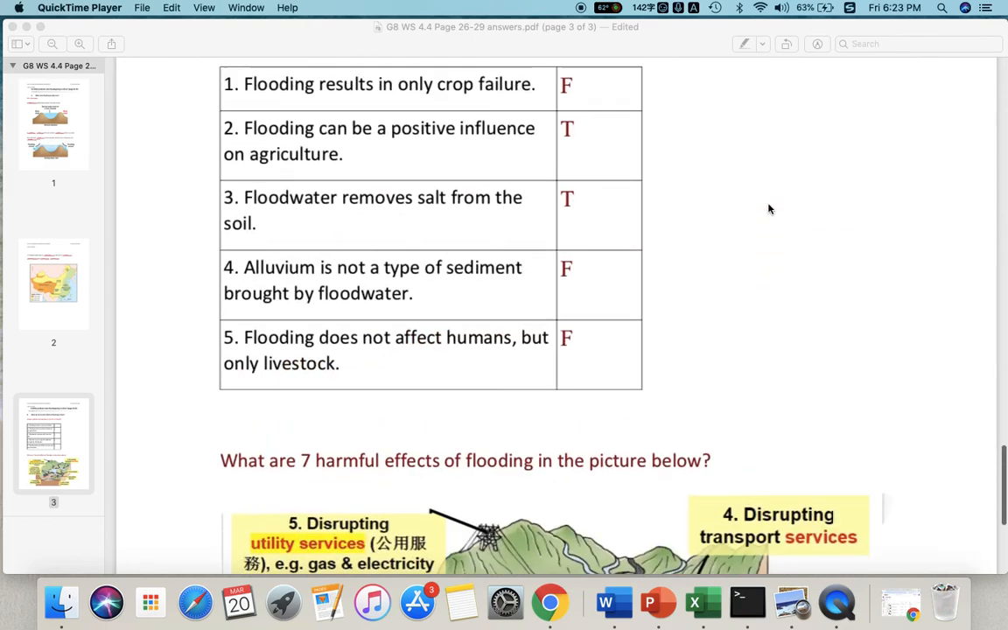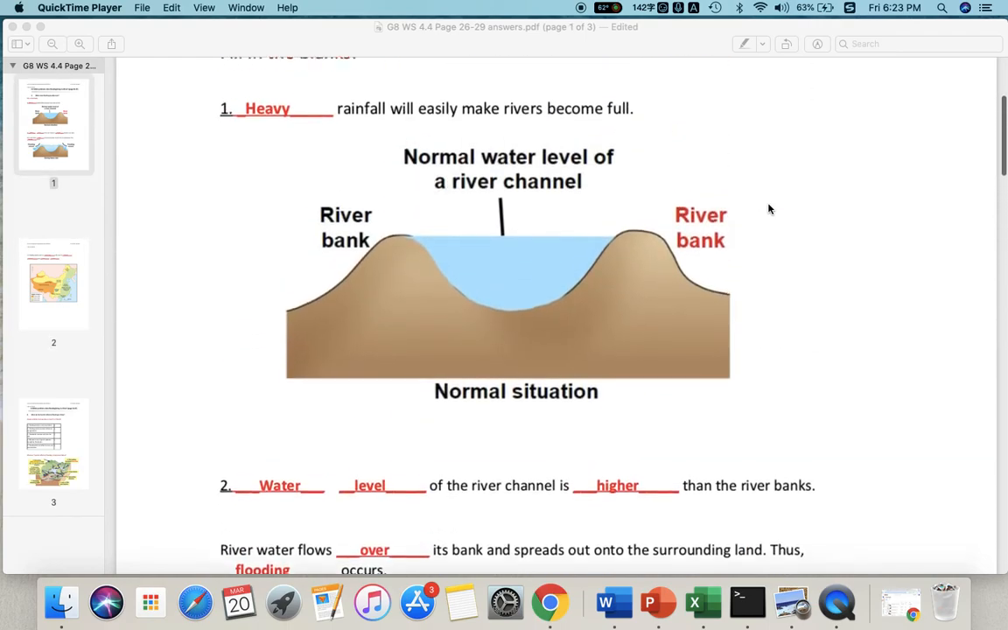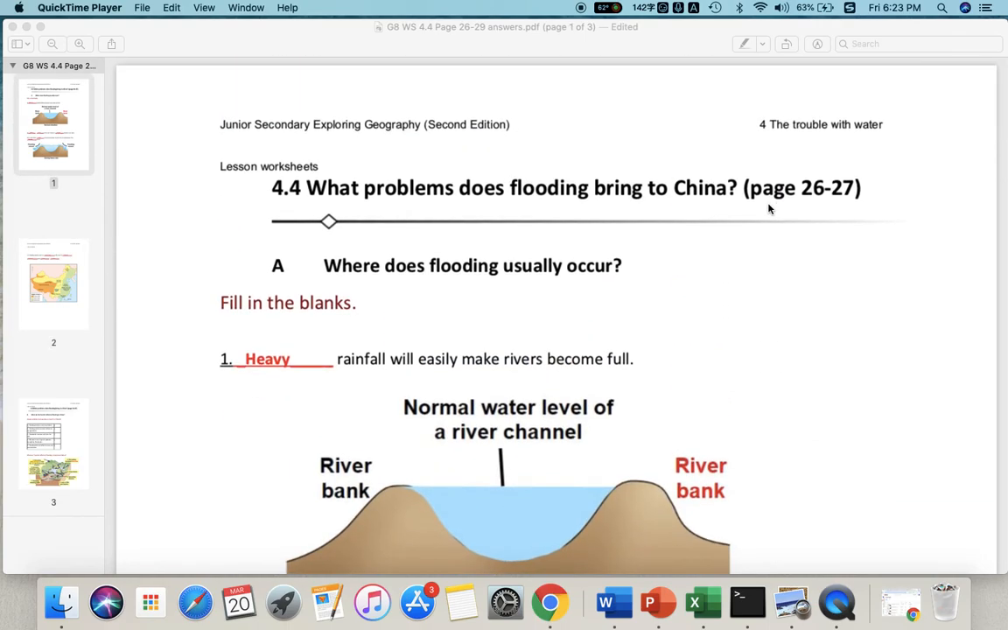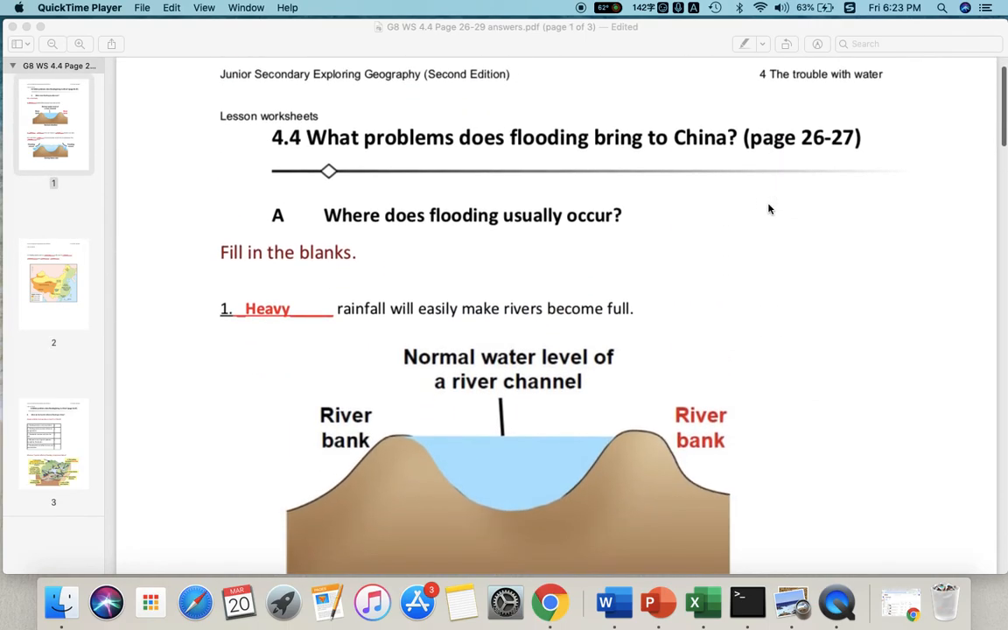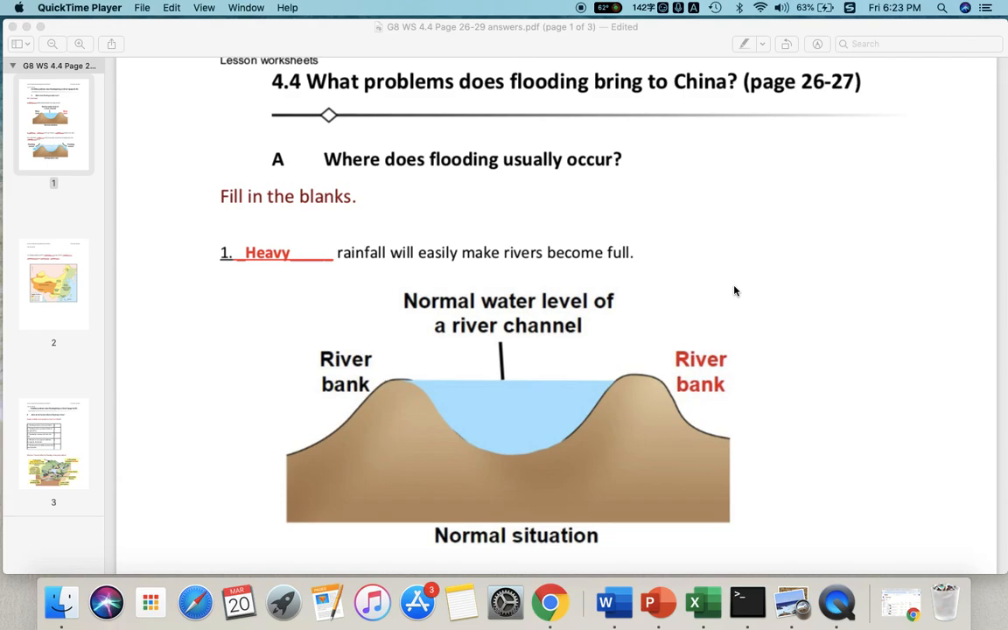So this is all about your worksheet, pages 26 to 29 for chapter 4.4. Remember to also use a green pen to mark your answers. If your answer is not correct, please write the correct answer next to it. If you have any questions, you can email me or circle it and ask me when school resumes. Thank you.